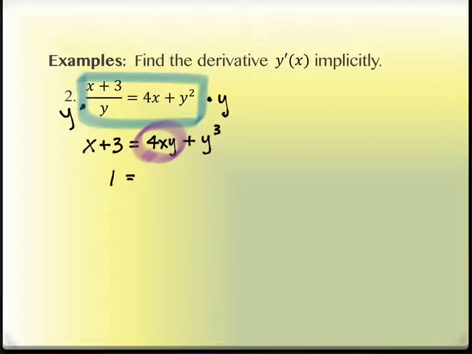Product rule says, write the first part down, 4x, and then take the derivative of y. So what's the derivative of y? dy dx. And then I do addition. And what's the derivative then of 4x? 4. And I leave the second part, which is y, rewritten. 4y. Okay, that's the part I circled in purple. y cubed. What is the derivative of y cubed? 3y squared. And then I have to take the derivative of the y part, which is dy dx.